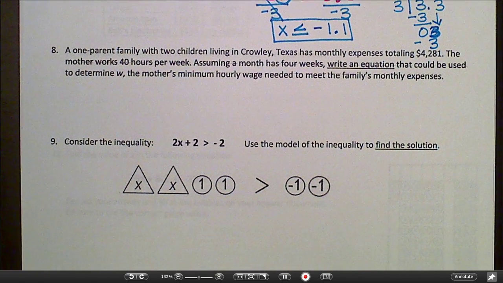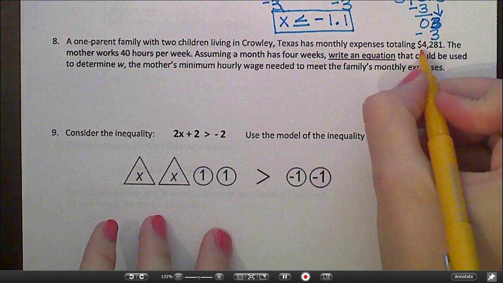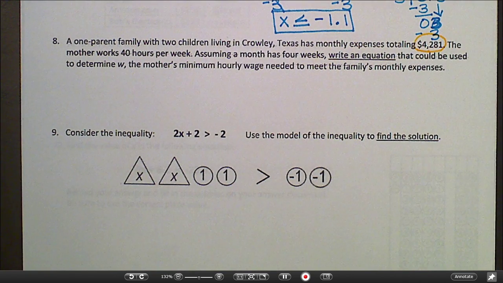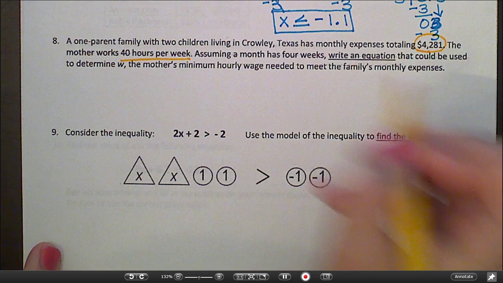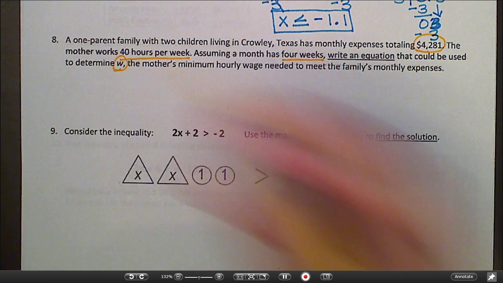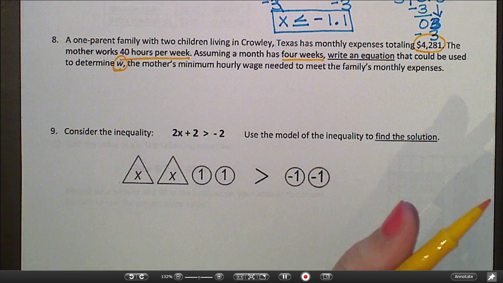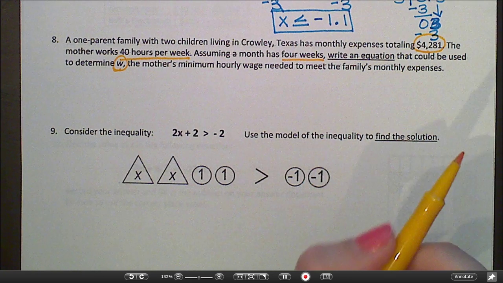Okay, number 8 is a review from Unit 1. A one-parent family with 2 children living in Crowley, Texas, has monthly expenses totaling $4,281. The mother works 40 hours per week. Assuming that a month has 4 weeks, we need to write an equation that could be used to determine W, the mother's minimum or lowest hourly wage that would be needed to meet this family's monthly expenses.